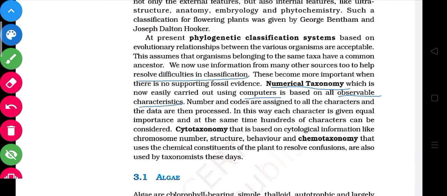We can classify using all the characters. How? Numbers and codes are assigned to all the characters and then the data is processed. So the merit of this numerical taxonomy is that in this way each character is given equal importance and at the same time hundreds of characters can be considered. So that is numerical taxonomy.